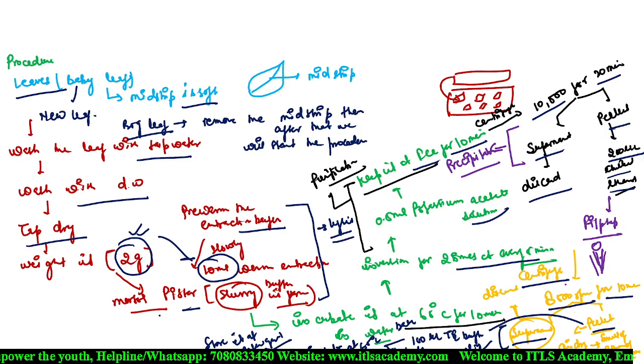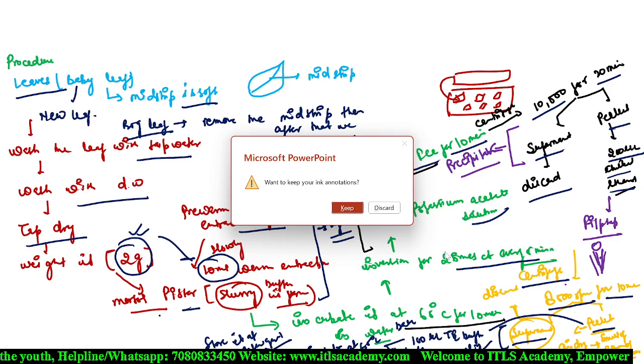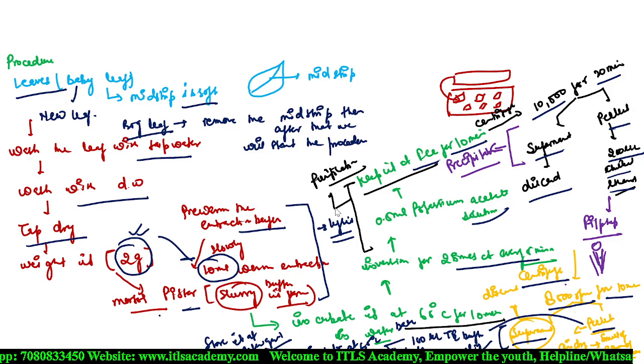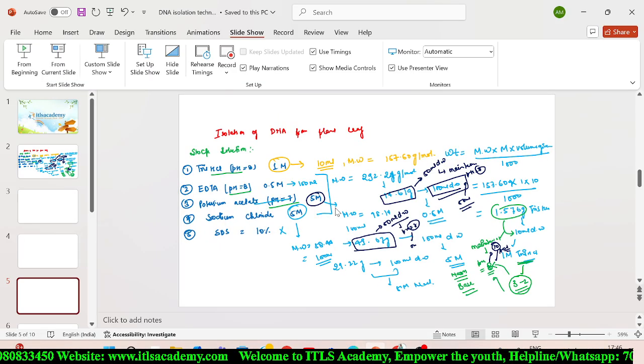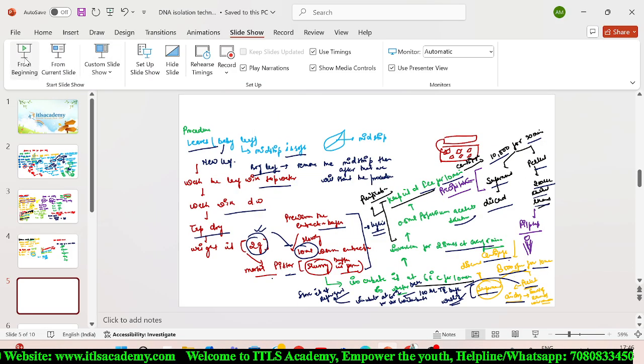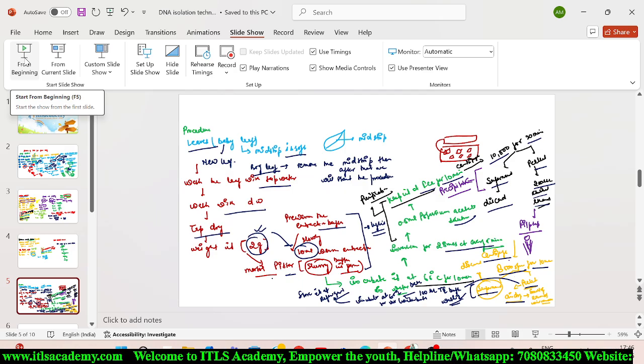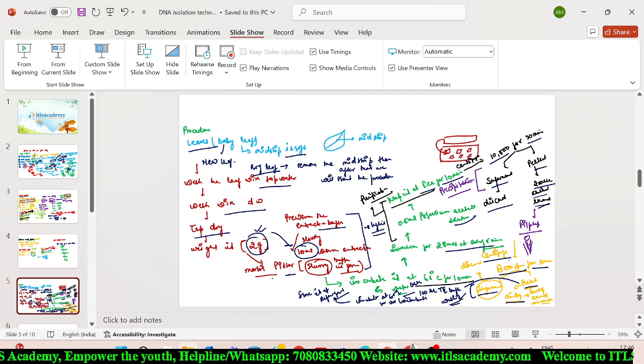Ma'am, what is the reason behind removing the midrib? Your voice is not clear, can you please repeat it? What is the reason behind removing the midrib at the first stage? Because it would hinder the isolation of the DNA. That's why we remove it. Okay.